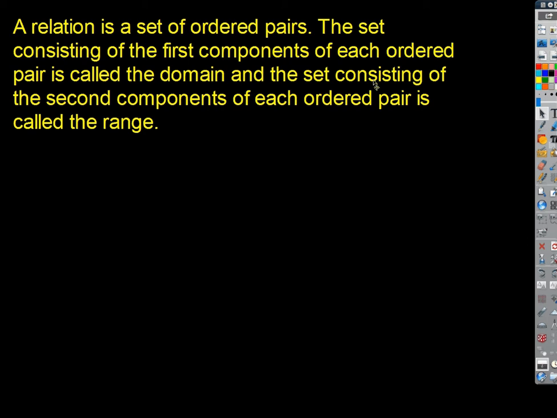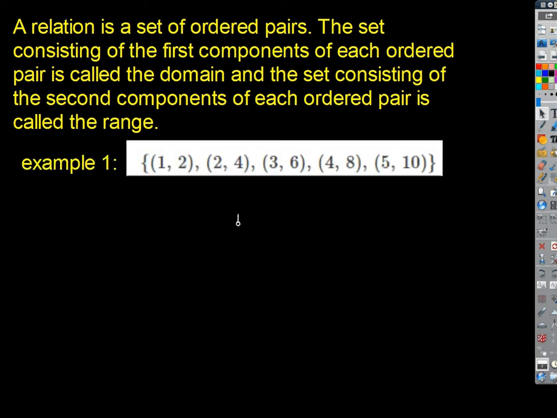If we take all of the input values, or the x values together, we call that the domain. Those are the values we can input into the function, or the relation. And then the outputs, the values that are spit out by the relation, or the equation, or whatever it is, we call that the range. So let's look at an example.